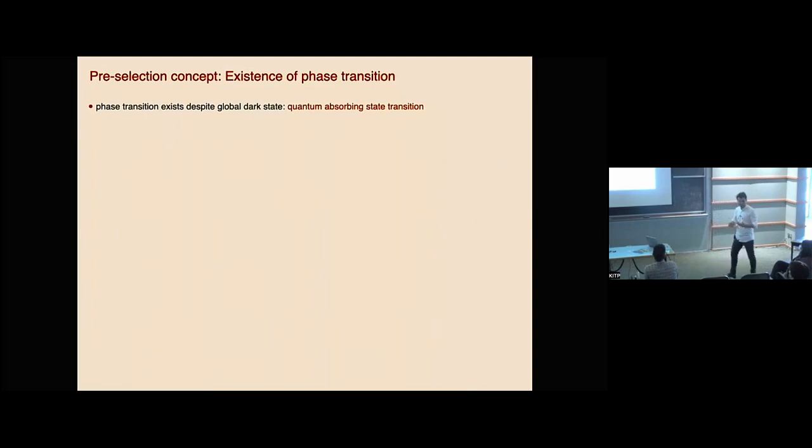which makes the dynamics stop when the system is in this state. Yeah? So how can it then be that there is still a phase transition going on in the problem when I eventually should always collapse into this state? And this can be nicely explained by an analogy with absorbing state transitions.